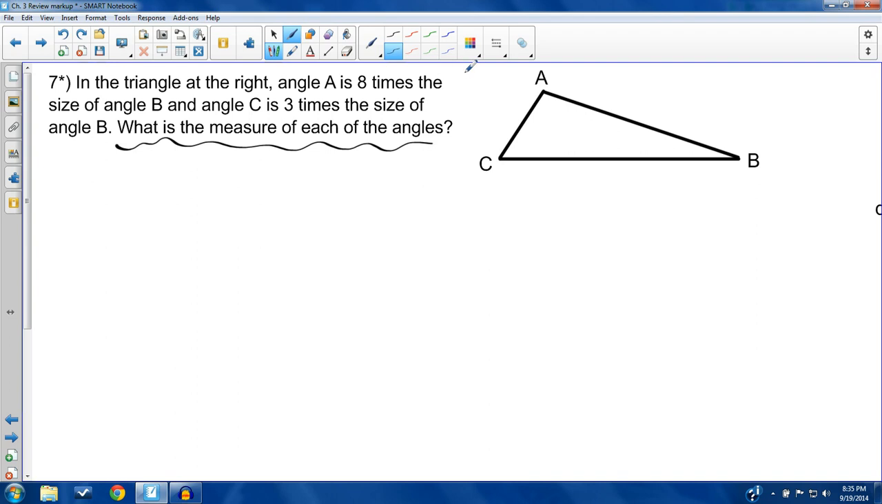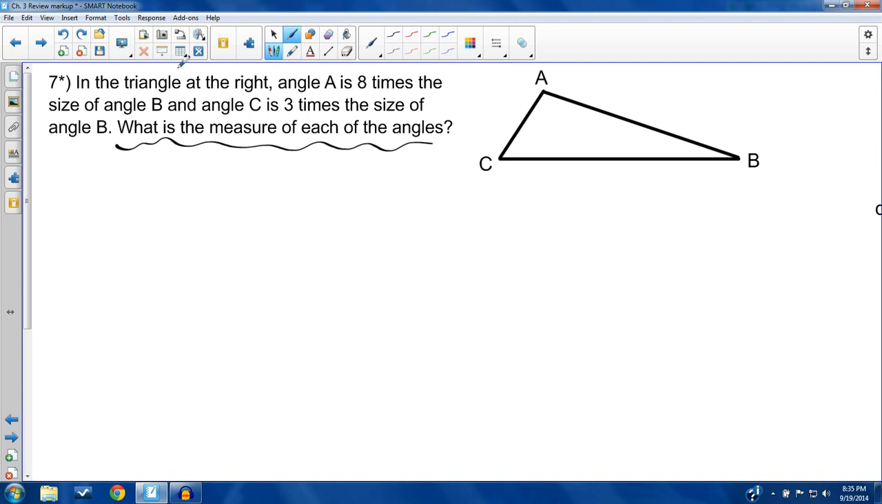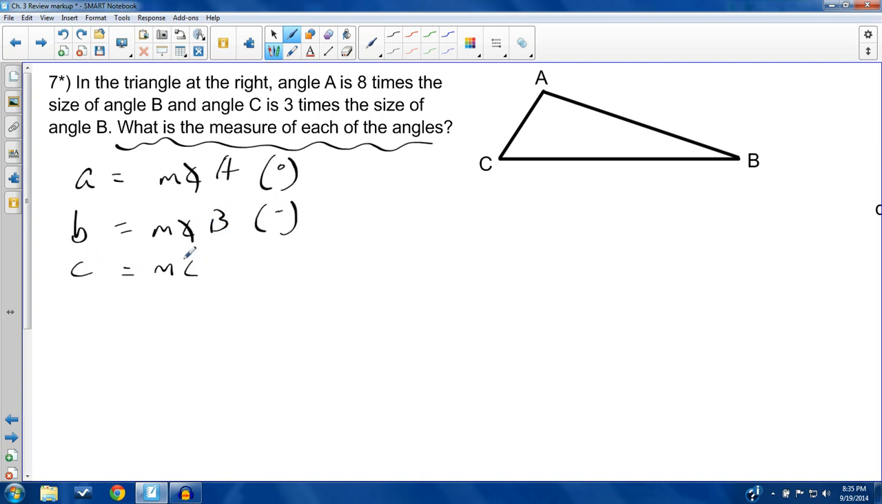In the triangle at the right, angle A is 8 times the size of angle B, and angle C is 3 times the size of angle B. What is the measure of each of the angles? Okay, this one's actually kind of straightforward. I feel like this one's a little easier than the other problem you just did. So first of all, A is the measure of angle A in degrees. They're asking for those. B is the measure of angle B, and of course, coup de grace, C is the measure of angle C. Why not?